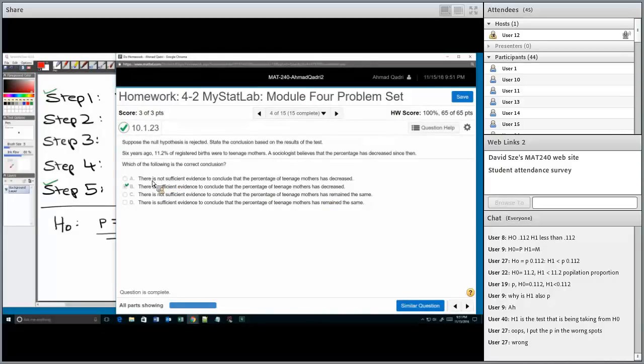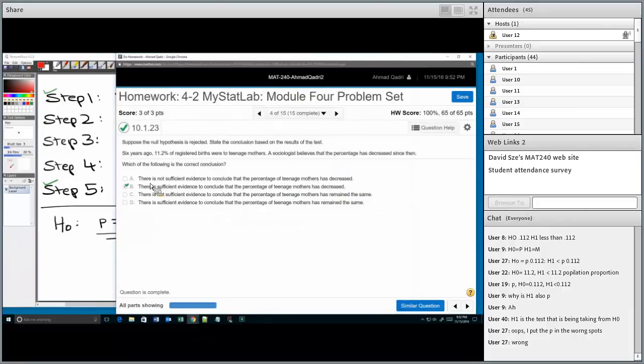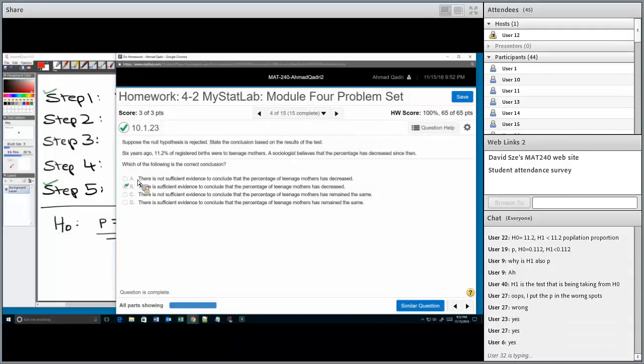Okay? Why is this not correct? There is not sufficient evidence to conclude that the percentage of teenage mothers has decreased. If there is not sufficient evidence that the percentage of teenage mothers has decreased, well, then there's no reason to reject this null hypothesis, right? If there's not sufficient evidence to conclude that the proportion has decreased, then you have to say that this is correct, right? So tell me if this makes sense. Tell me if it makes sense that A is not the correct answer here.